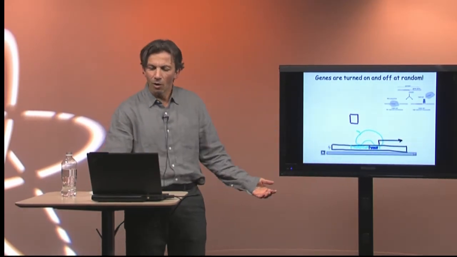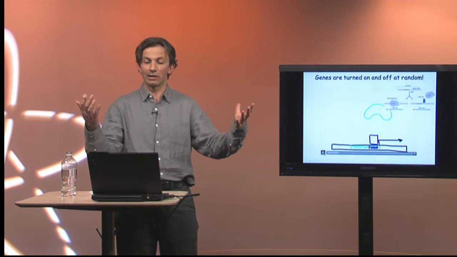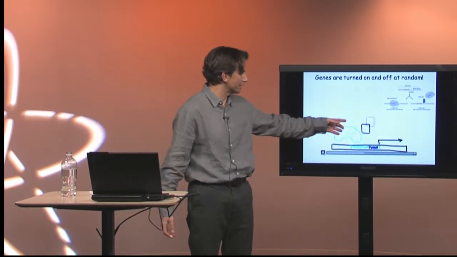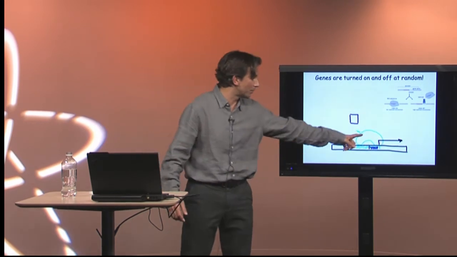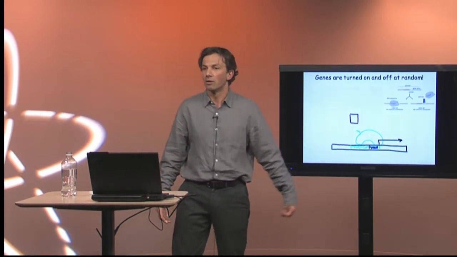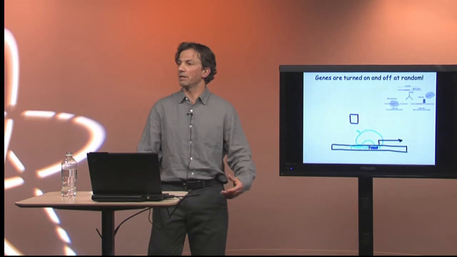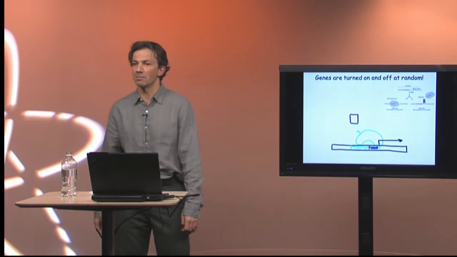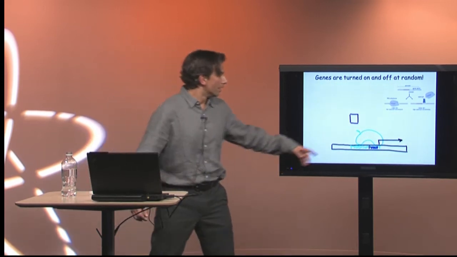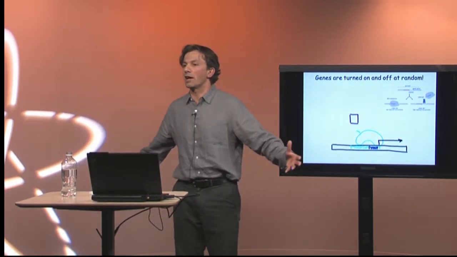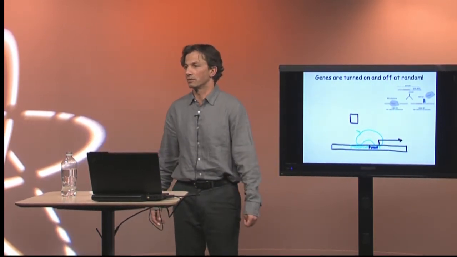So always there's this dance going around. There's no purpose to the dance. These things are jiggling around at random. But by random chance, at some point, this guy will bind here. What does that mean? That means if I repeated, well, not this movie, because I'm showing the same movie, but if I repeated this process, if I watched this process over and over again, the time when this binds would be completely random. It'd be completely unpredictable, right?